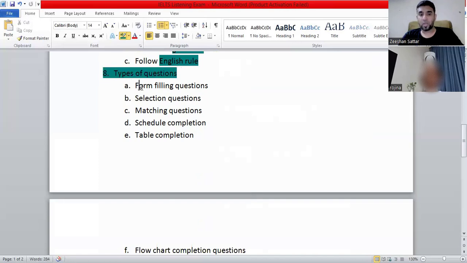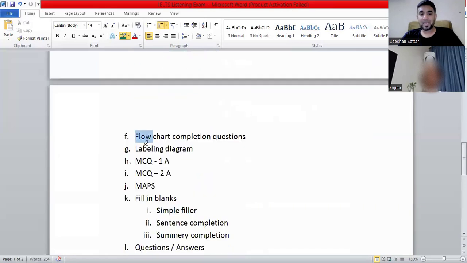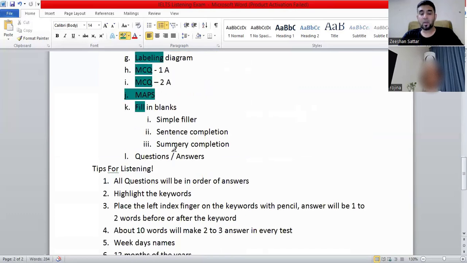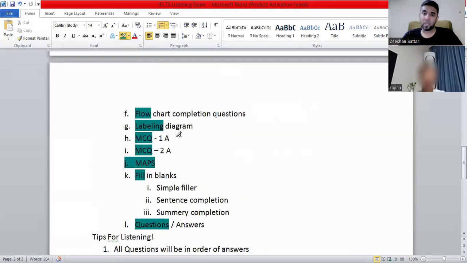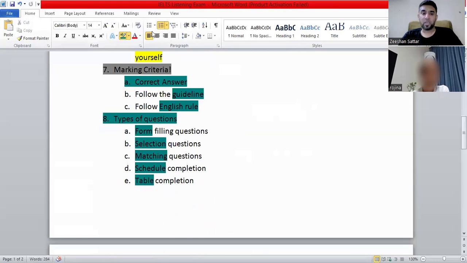There are different types of questions which can appear in the exam. There are 11 or 12 types of questions which can appear. There are about 14 types in total, but I have put all the fill in the blanks into one specific heading here. So despite making 14, I have made 12. So now these are the different types of questions.